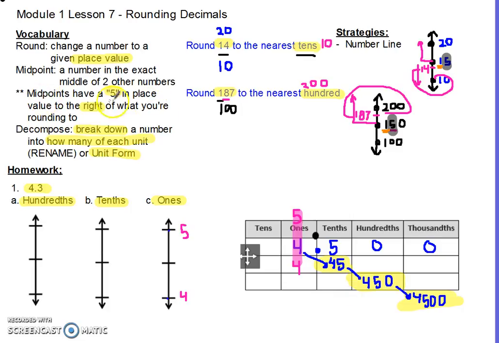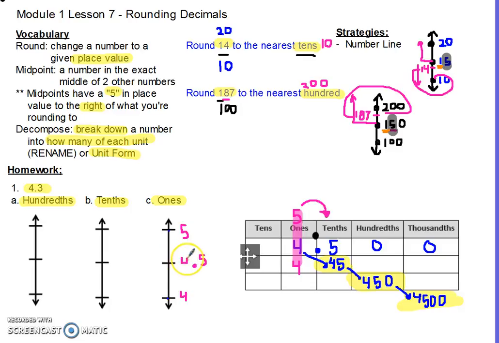Now I'm asking myself, according to my midpoint conjecture here, my midpoint is going to have a 5 in the place value to the right of what I'm rounding to. And since I'm rounding to the ones, my tenths column is to the right, so I'm going to have a 5 in my tenths column. So I'm just going to put that 5 here. And now I ask myself, what's going to go in that ones column? What would be between 4 and 5?